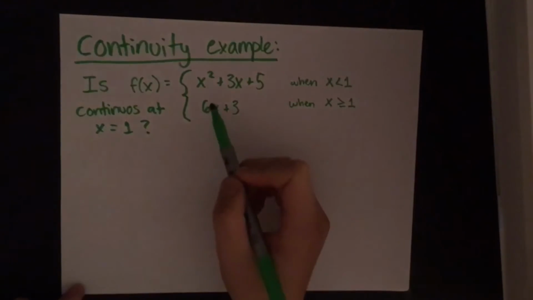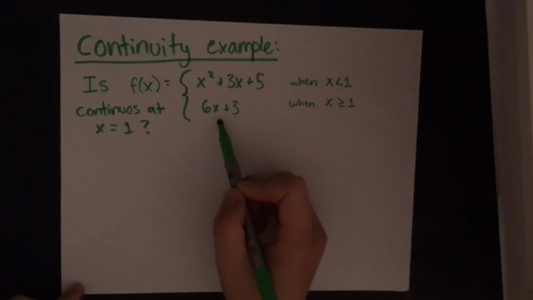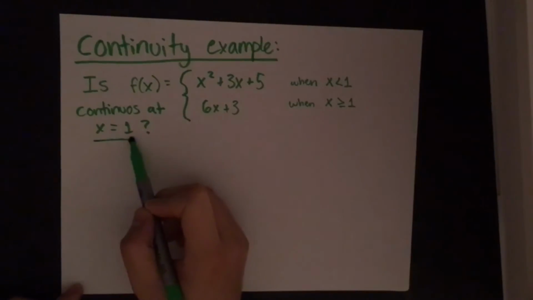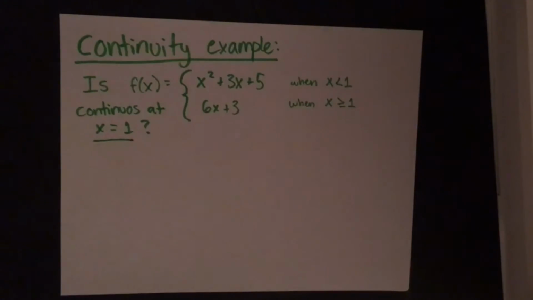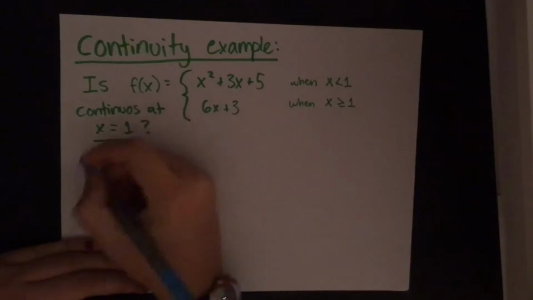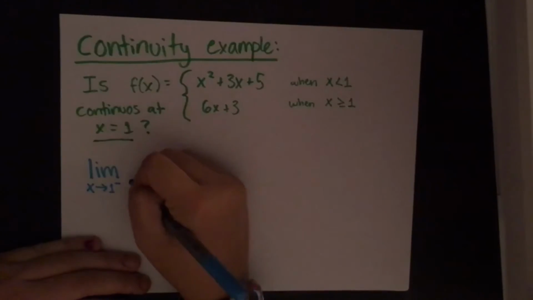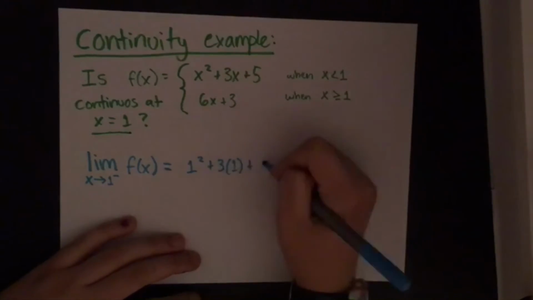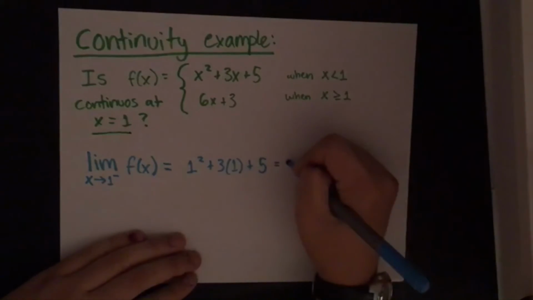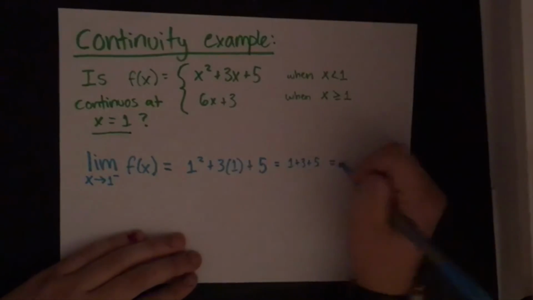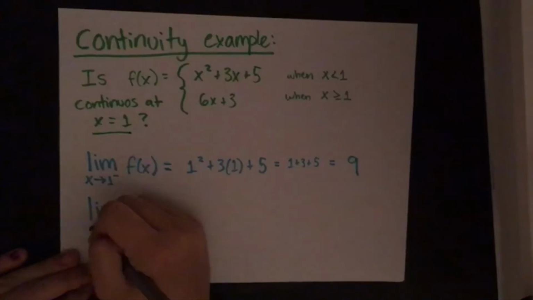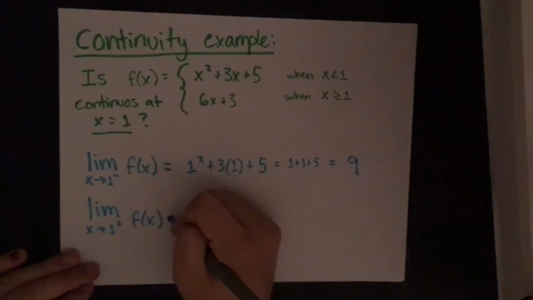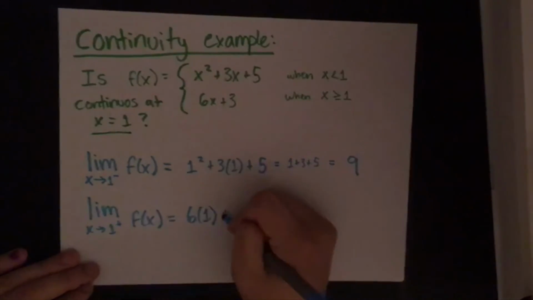Now let's do a practice problem involving continuity. We need to find if this piecewise function is continuous at x equals 1. This is a pretty easy limit to find because we can find the limit as x approaches 1 from both the left and the right using direct substitution. And both times we will get 9 as our answer, which means that the limit does exist.